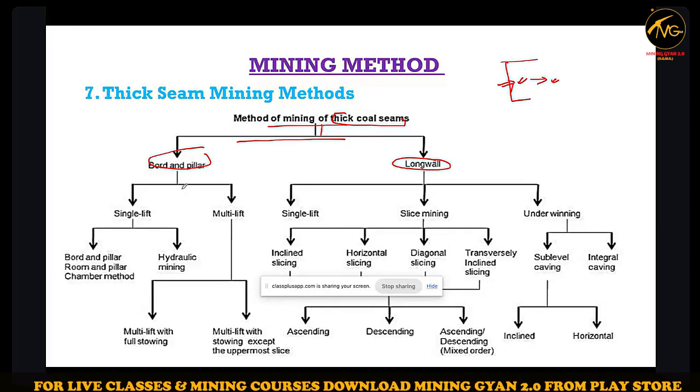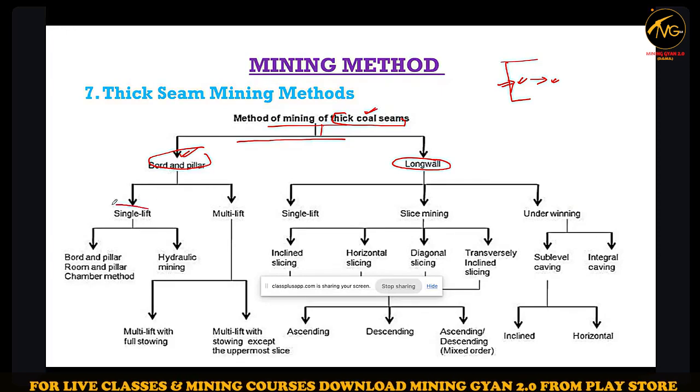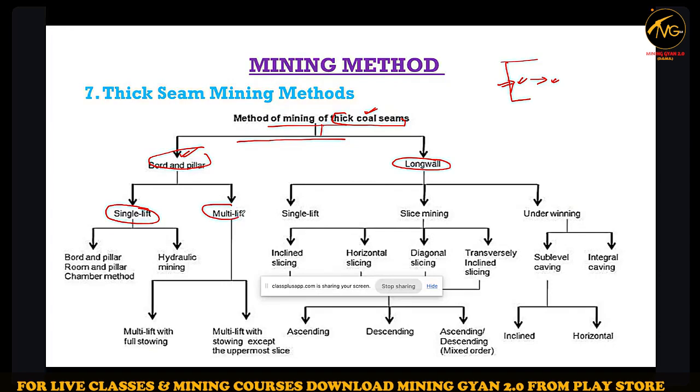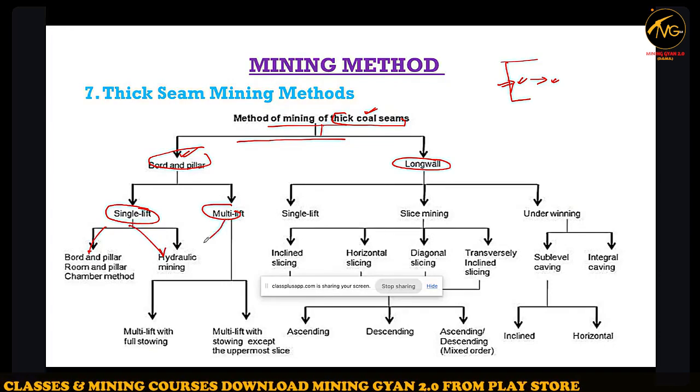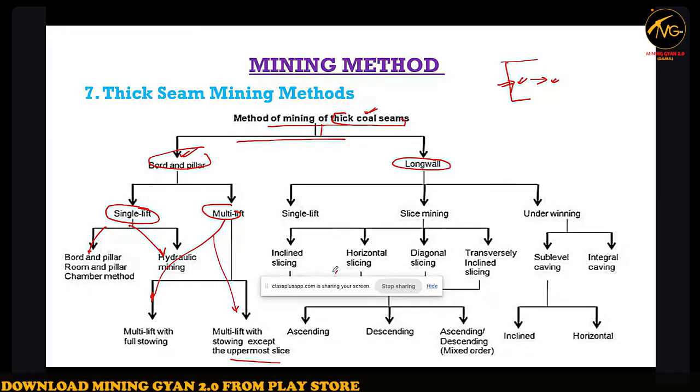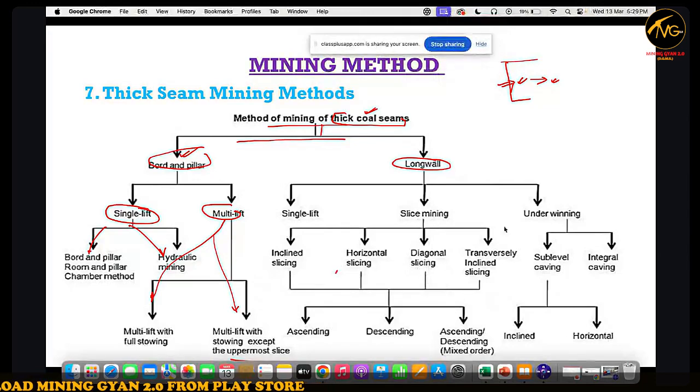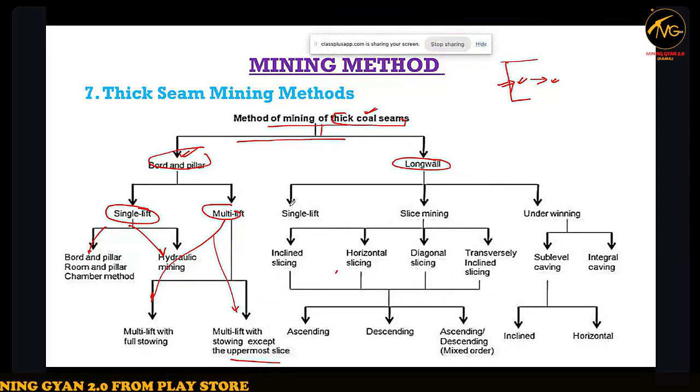So in the thick coal seam, we can extract it by board and pillar with single lift or multi lift. Single lift with board and pillar or hydraulic mining. Multi lift with stowing, or multi lift with stowing except the uppermost slices. What is longwall? Extract by single lift, by slice method, and by underwinning method.